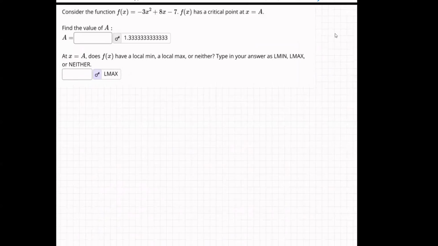Okay, on this one, they're giving us a function, and it says it has a critical point at x equals a, find a. All right, so how do we find a critical point?